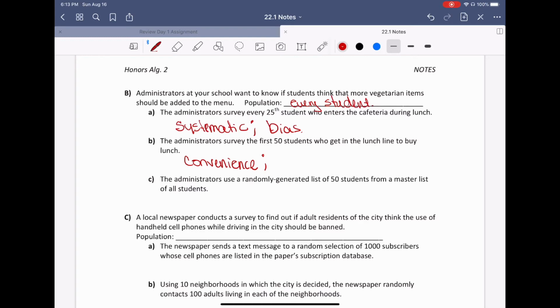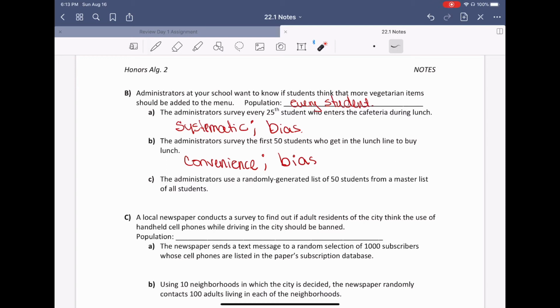Are they taking into account every single student, every single student who's hungry, every single student who eats from the cafeteria? I would say there is definitely a bias here because you are not looking at every student who eats in the cafeteria. You're just looking at the ones who are the hungriest, right? The ones who arrive first to pick up their lunch.